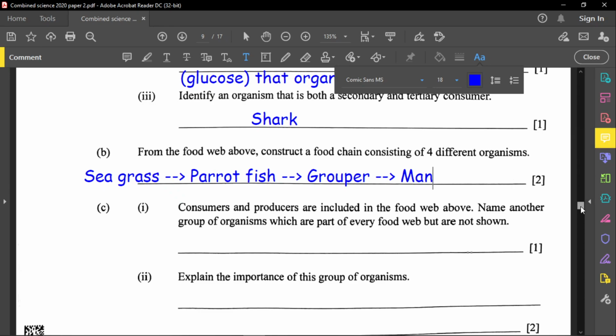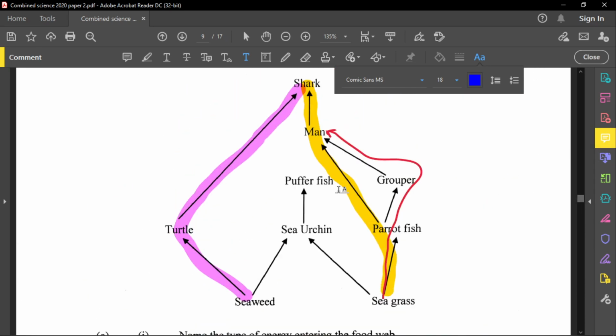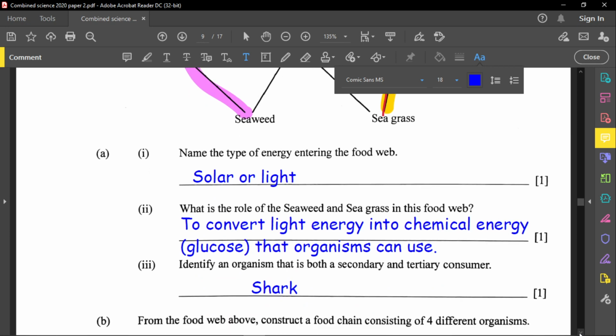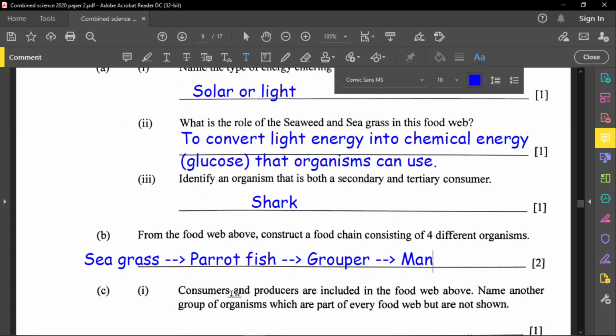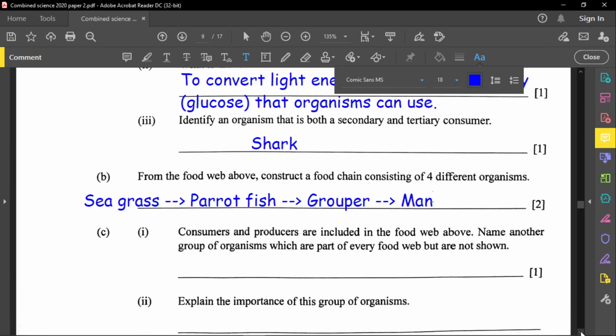Matter of fact, let me just go back. I'll show you something, right? Because there's no omnivore shown in this. But you cannot put omnivore because it said another group of organisms that is not shown. It says consumers and producers are included, name another group which are part of every food web but not shown. Omnivore, again, they are consumers, right? Okay. All right, so name another group of organisms which are part of every food web but are not shown.